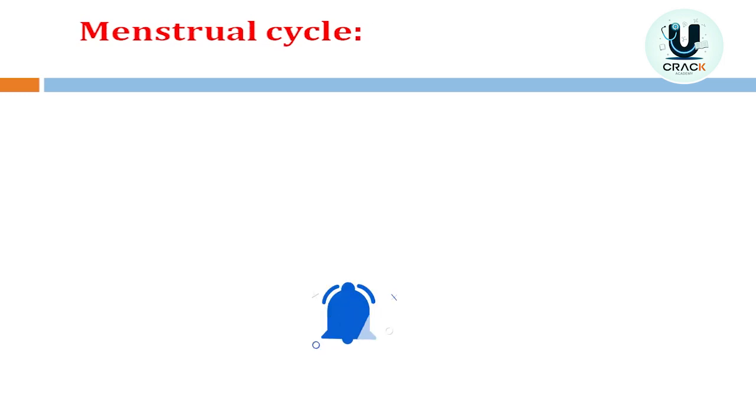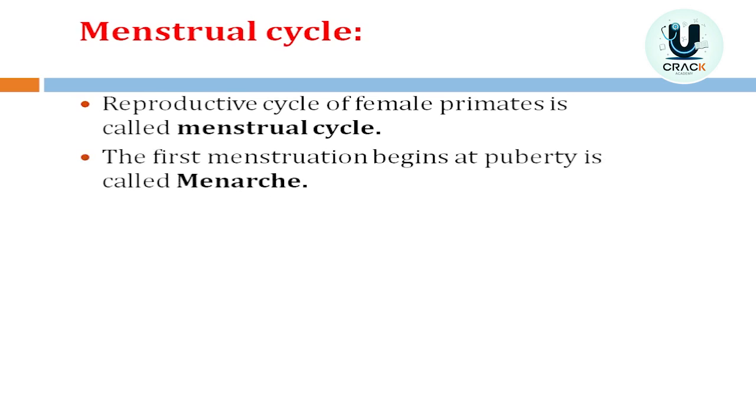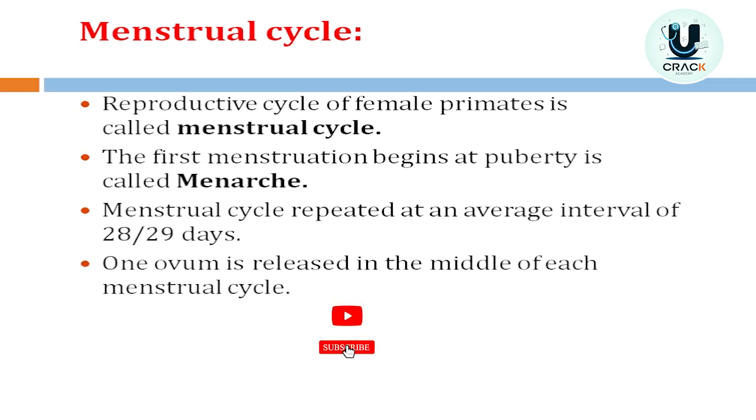Menstrual cycle. It is a reproductive cycle present in all females. The first menstrual cycle begins at puberty, when the hormones have changed, and the symptoms appear. It is called menarche. The menstrual cycle repeats at an average interval of 28 to 29 days. One ovum is released in the middle of each menstrual cycle.